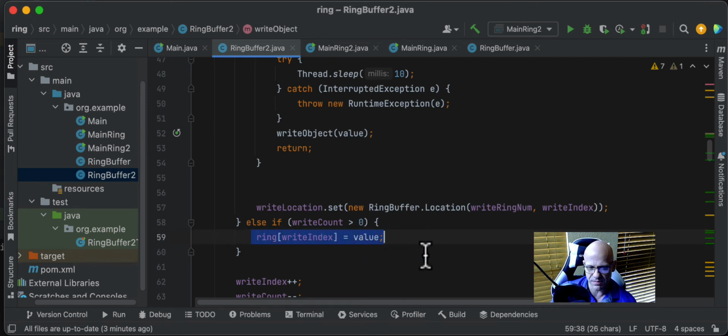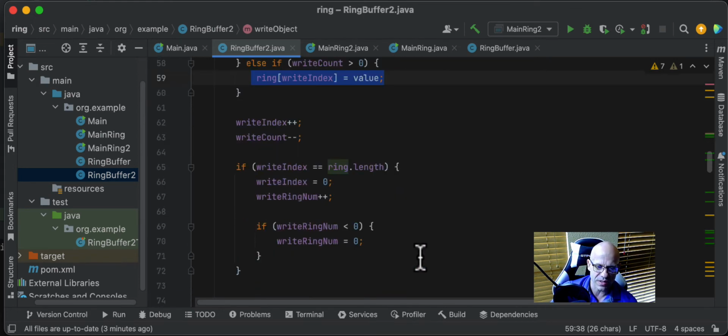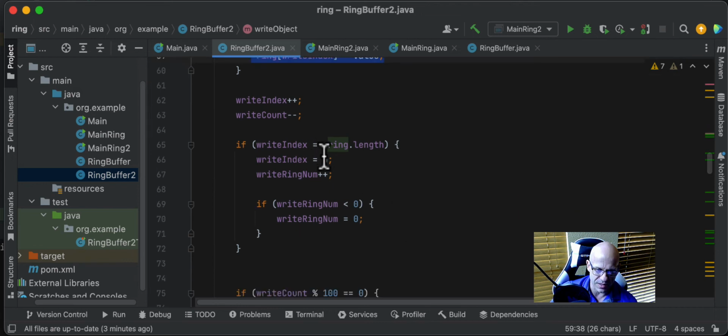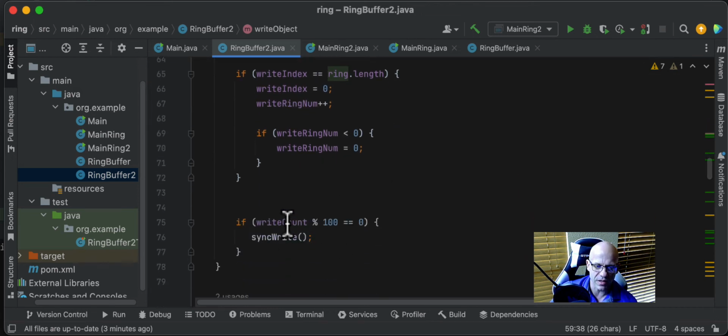So if the write count is 500, then for the next 500 times write is called, it will not synchronize. Now, two things that we do here. This is similar as before, right? Periodically, and I just said every 100 writes, we're going to go ahead and sync.